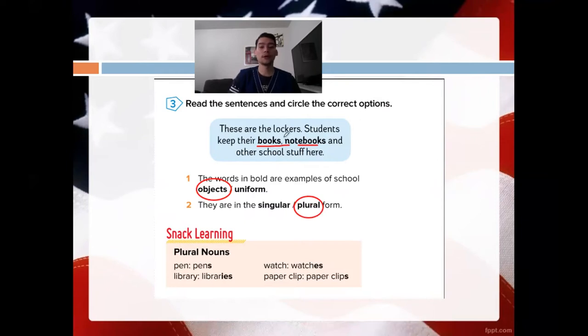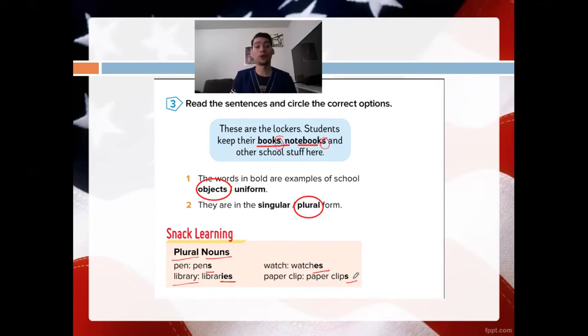Okay? Remember, here we have books and notebooks. Okay? Plural form. Pay attention here. We have the plural nouns. Pen, in plural form, pens. Library, in plural form, we say libraries. Watch, watches. Paperclip, paperclips, okay? We have, in English, some rules for the plural form of nouns.